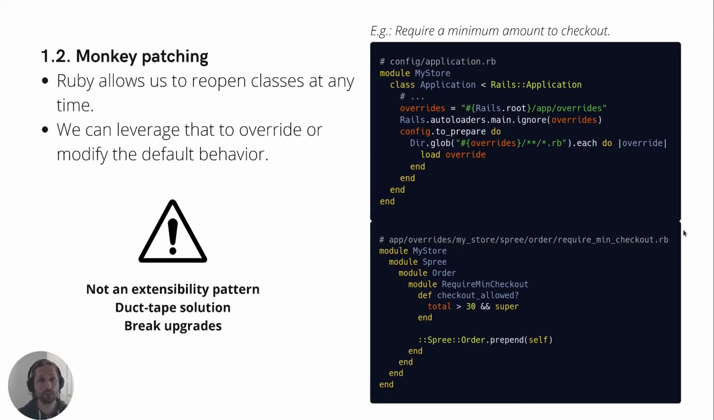Or if that's something that makes sense for any store, you could consider submitting a pull request to Solidus. Monkey patches can break upgrades, as a method can change or be removed with a new release.